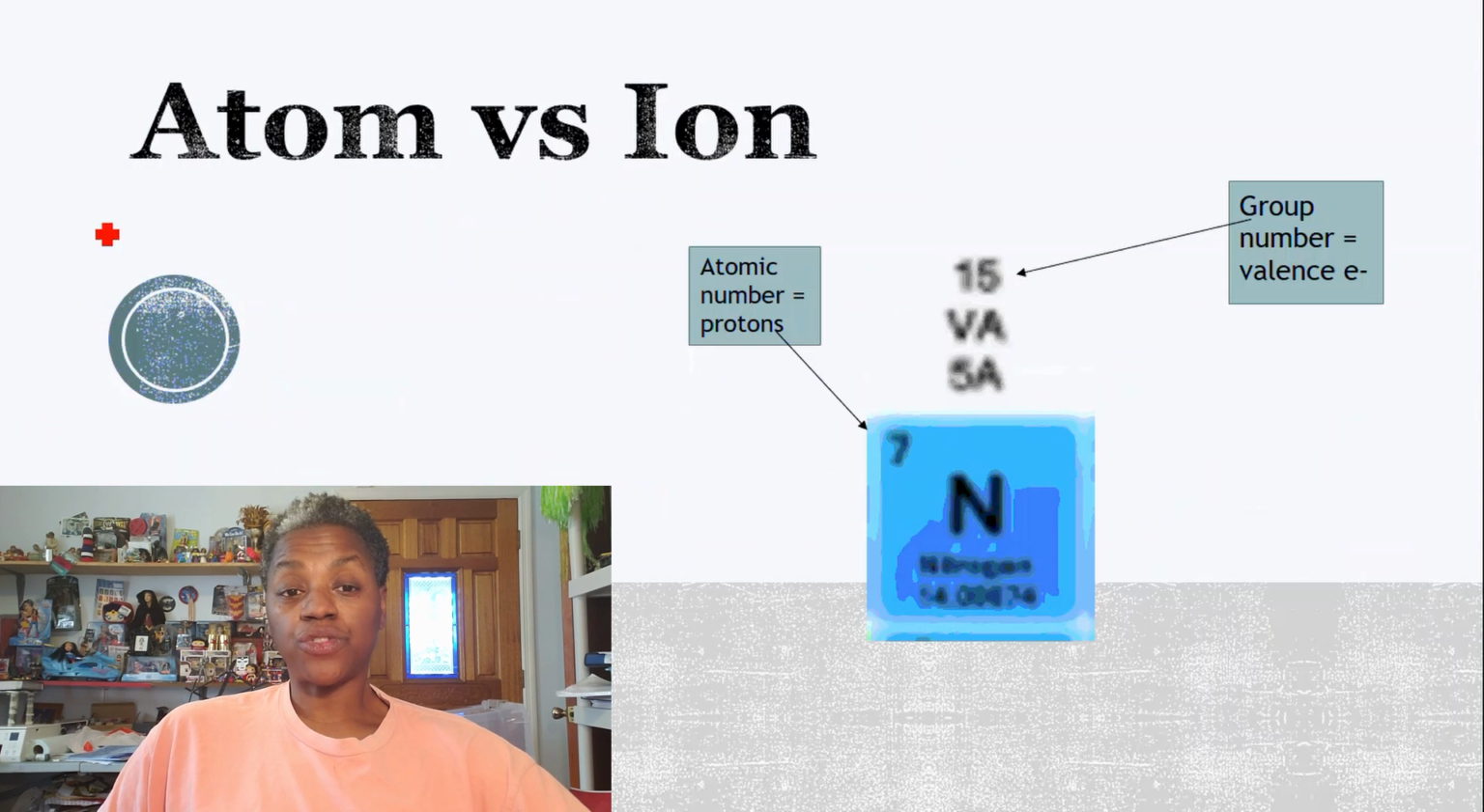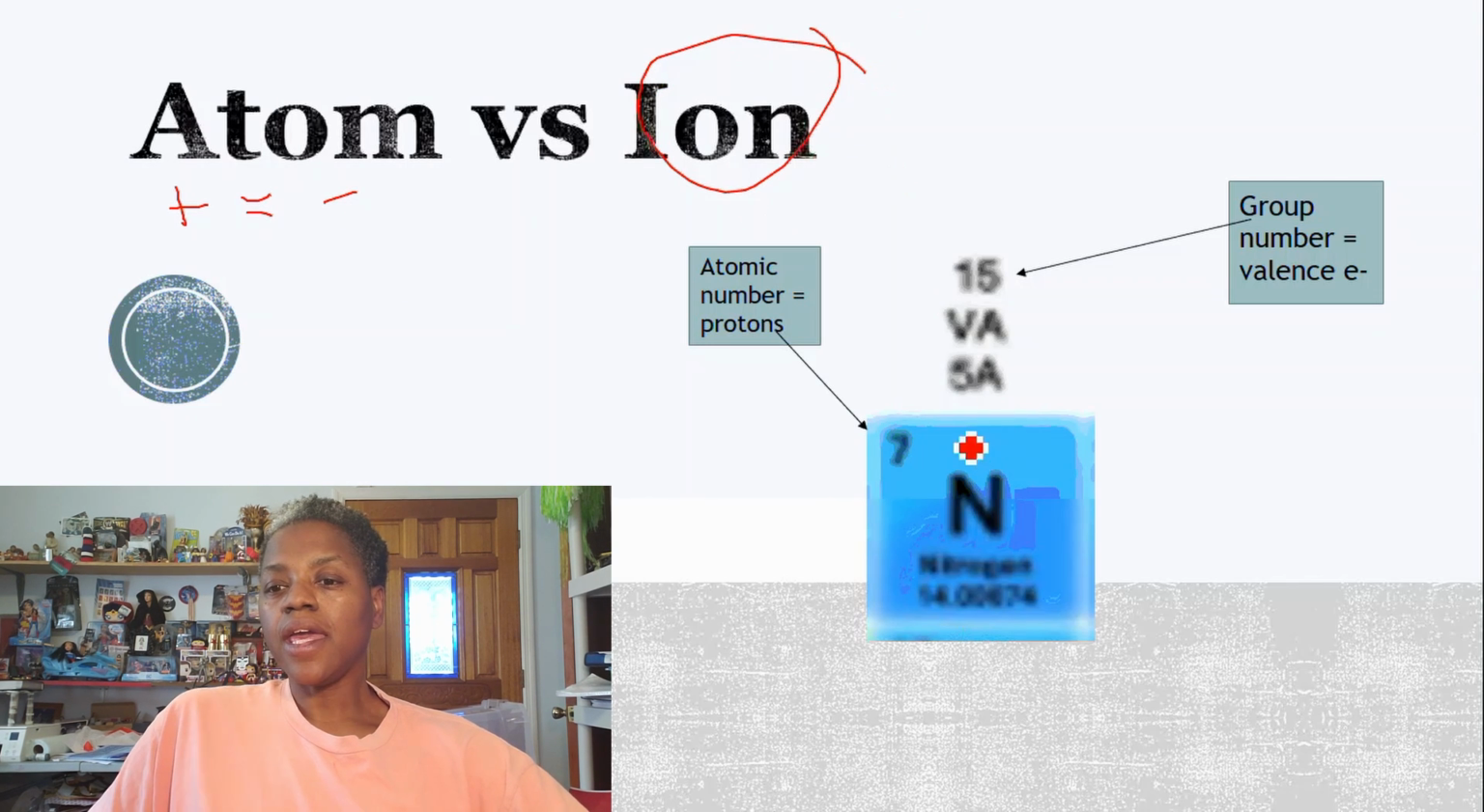Atoms are neutral. Okay, neutral. They have no charge, which means that the number of protons is equal to the number of electrons. When we lose or gain electrons, then we form ions. Okay. In the box on the periodic table, there's a whole number. That number is the atomic number and tells us the number of protons.